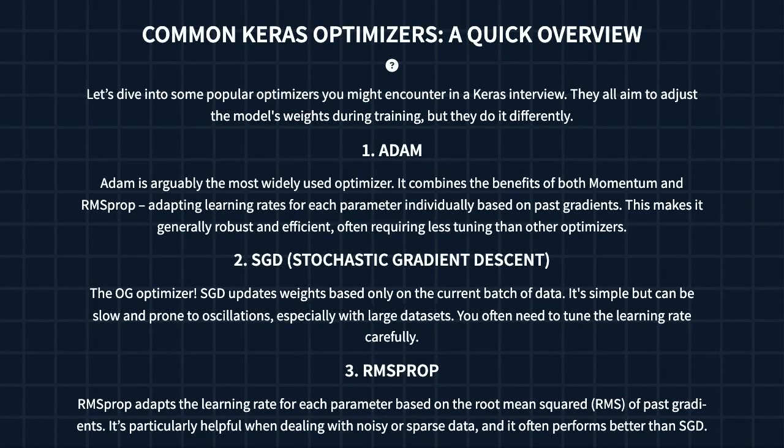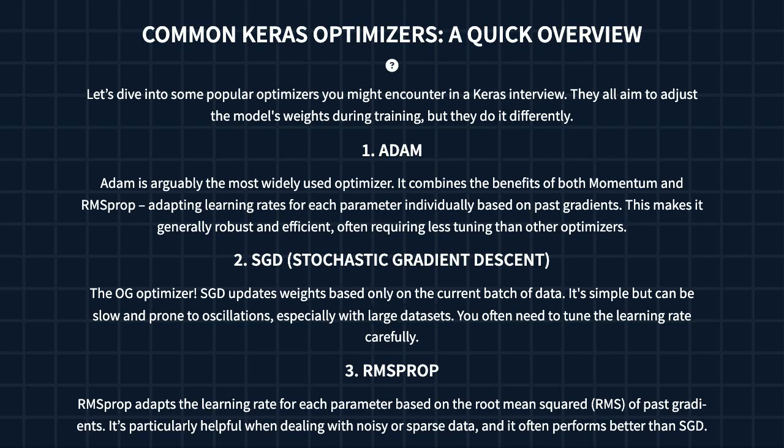Okay, let's talk about optimizers in Keras. They're crucial for training your models. There are a few common ones. Adam is probably the most popular. It intelligently adjusts learning rates for each parameter. Then you have SGD, which is really simple but can be tricky to tune.